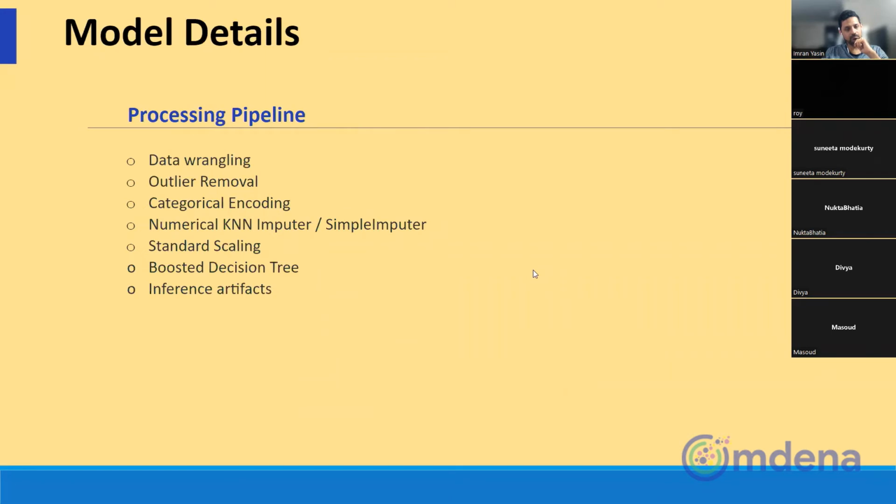Okay, so what is the processing pipeline that I have used? I have used data wrangling, a little bit of data preparation in the beginning. Then we are doing outlier removal. We are also going to do categorical encoding. We tried numerical imputers, KNN imputer and simple imputer. And then we are going to do standard scaling and boosted trees. Then we are going to see how to make a call to the inference. What about inference? If you're not doing inference, then this whole modeling process is useless. You're not creating any value for your client unless you have proper inference mechanisms.